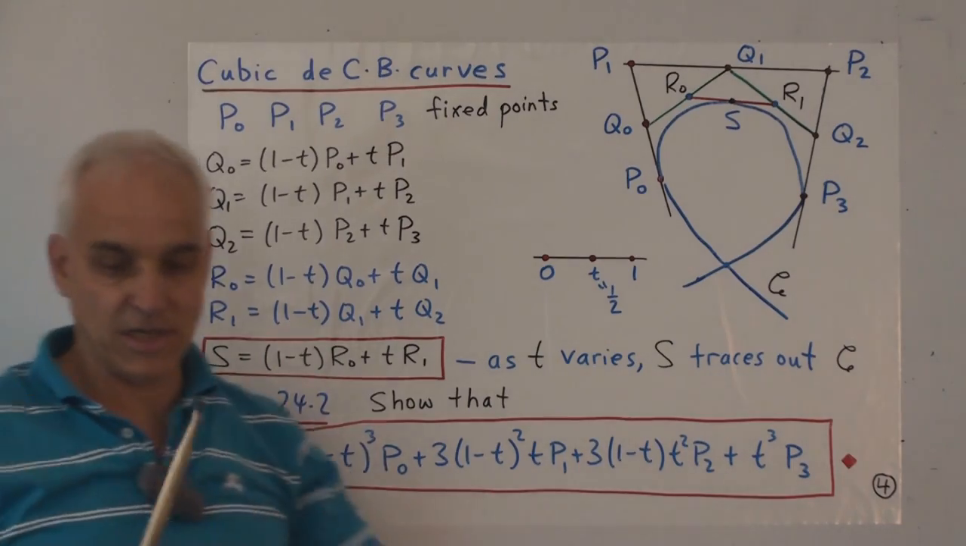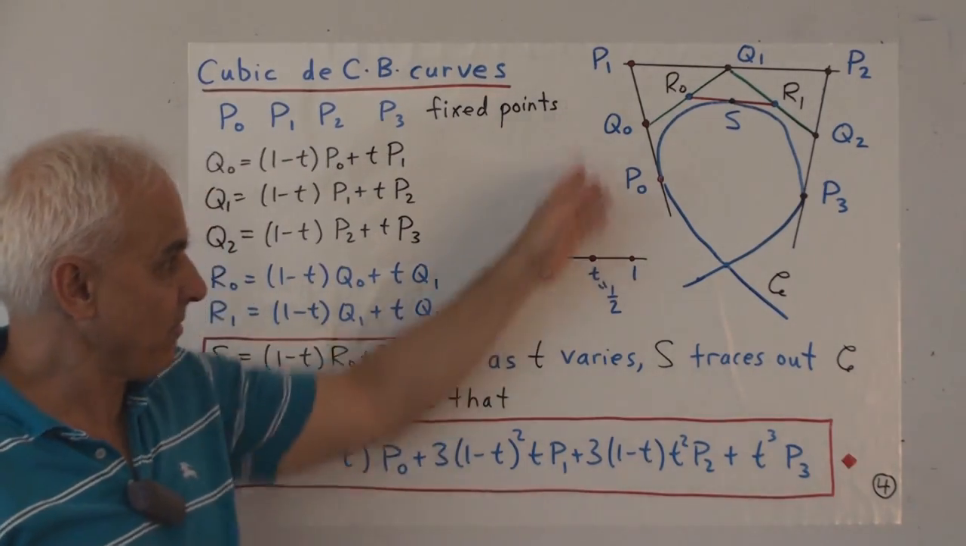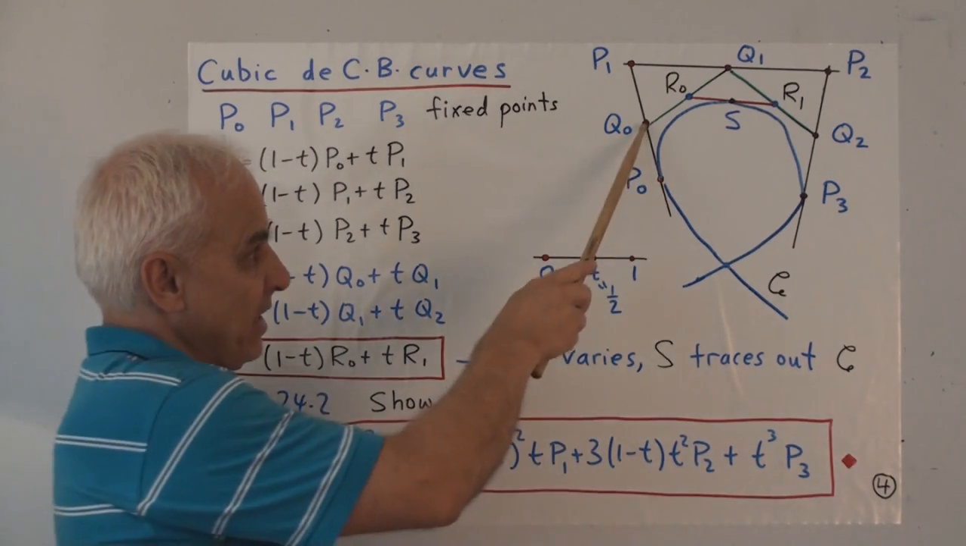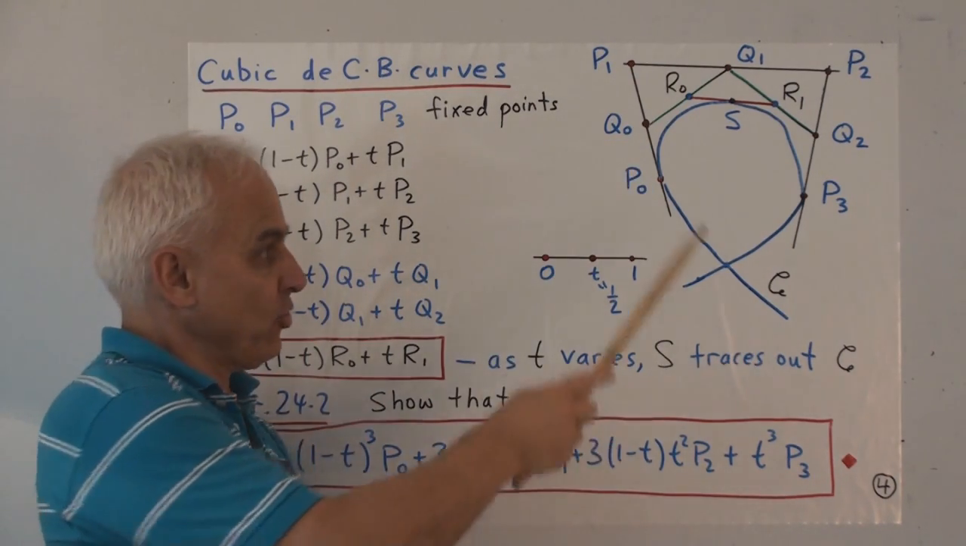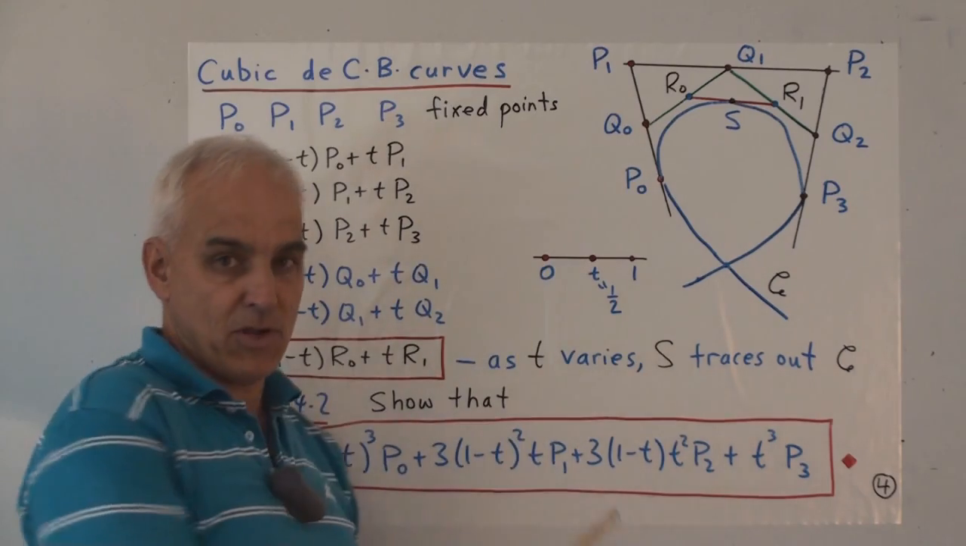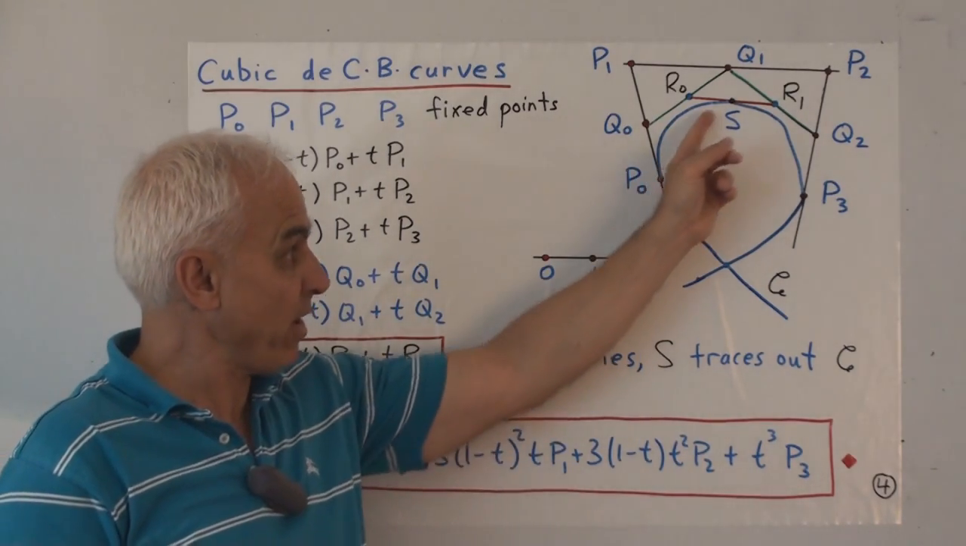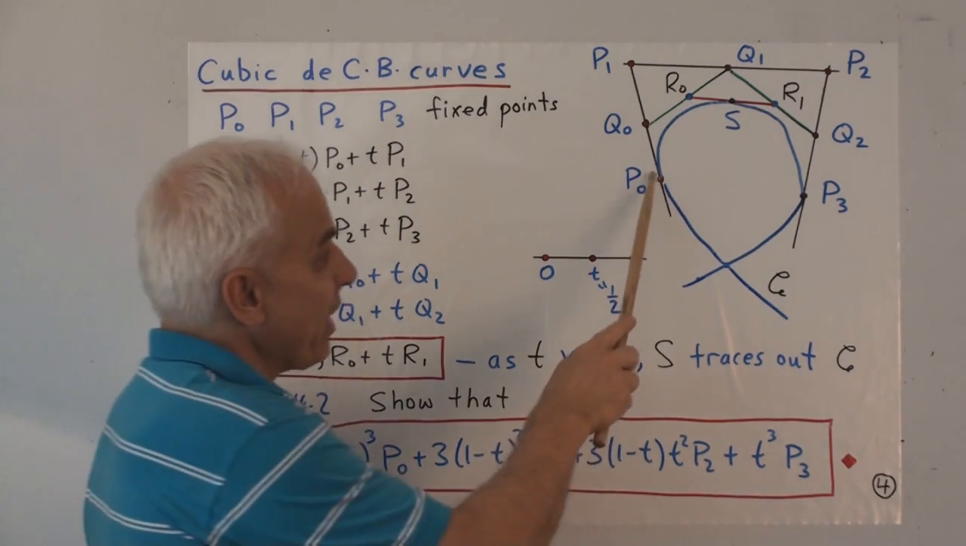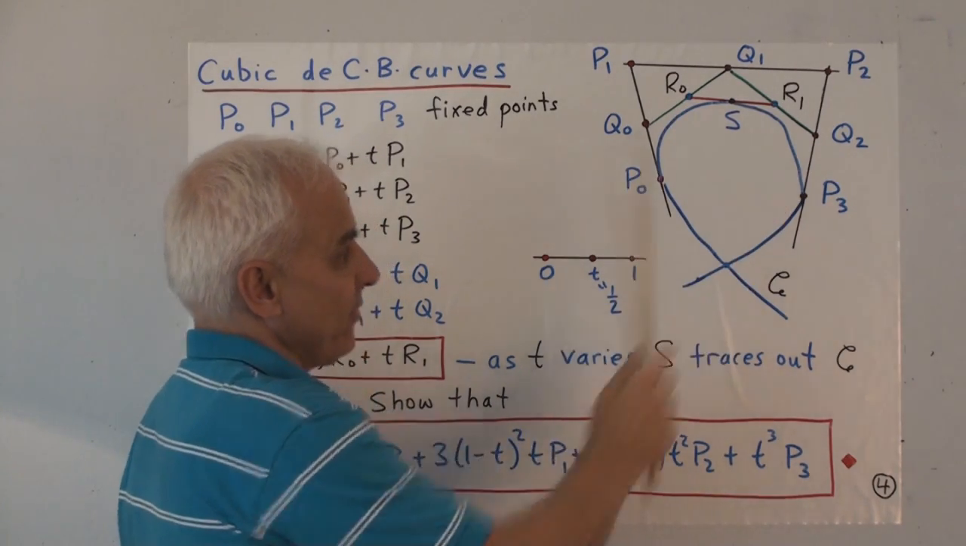Okay, so I strongly suggest that you get out a piece of paper, draw some control points, draw some different values of t. That might be t equals a half, try t equals a quarter, t equals 3/4. See what happens to this point S and how it moves. Convince yourself that you really do get a curve that looks like this.